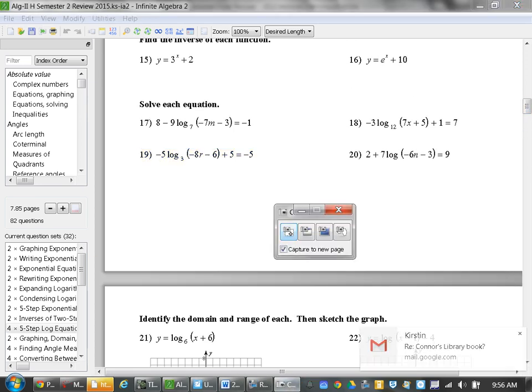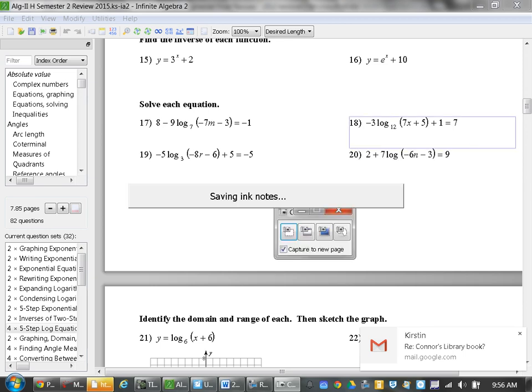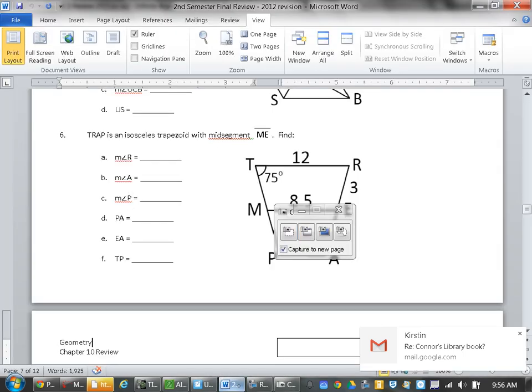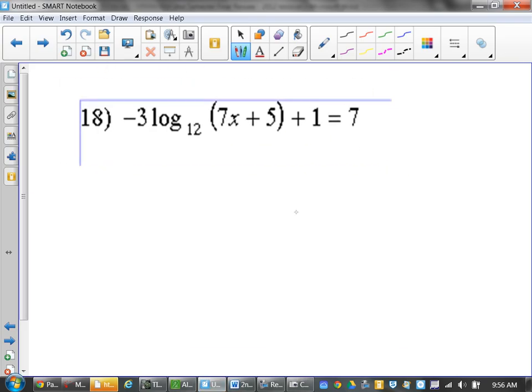So if you had to solve an equation here, I got number 18. First thing I have to do is move everything that doesn't have the log part to it. So I'm going to subtract 1 and divide by negative 3. So I get log base 12 of 7x plus 5 is negative 2.